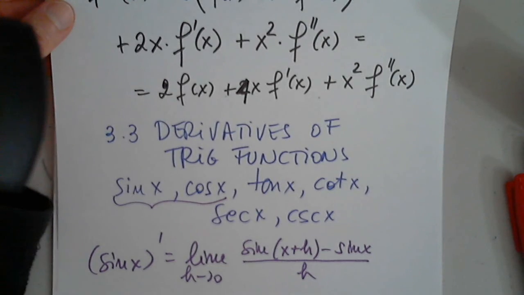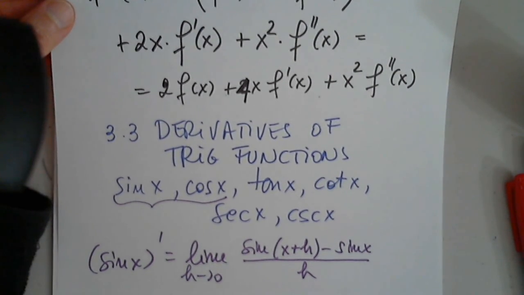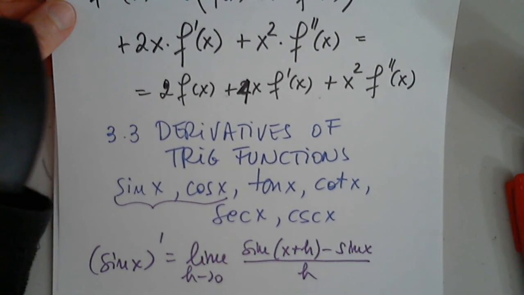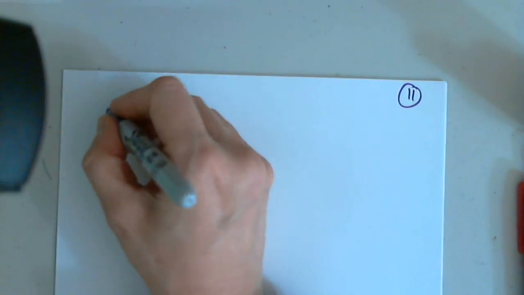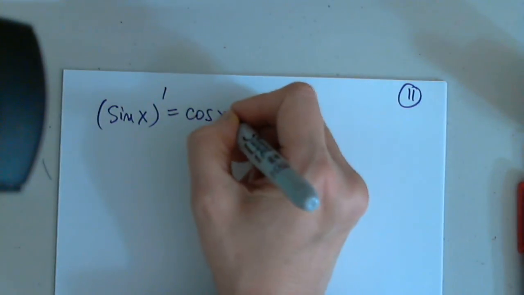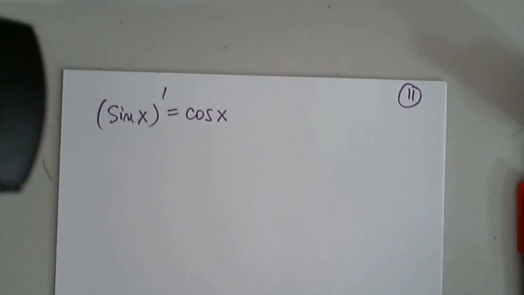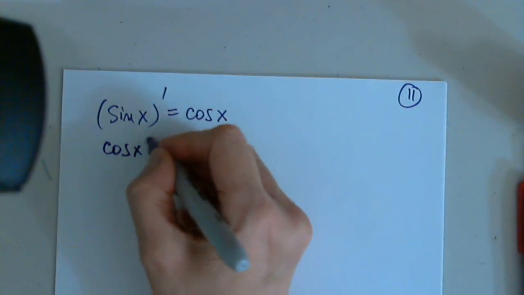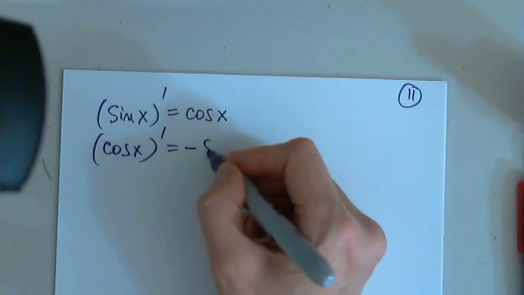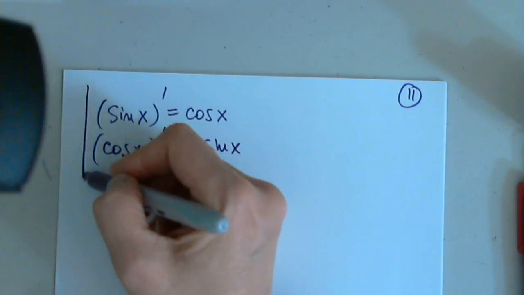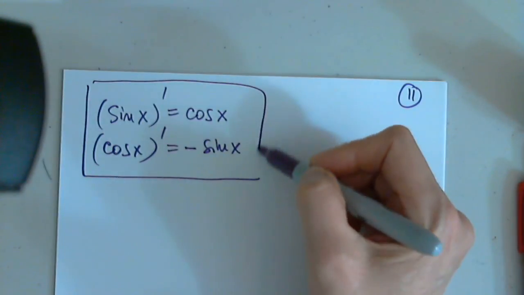So do I give you the result directly? What sine prime is equal to? Please. Okay. Yes, please. Okay. So again, this will be carved in stone. So sine prime equals cosine x. Again, we can go through the steps as I said. It will take some time though. And cosine x prime is the opposite of sine x. So this to remember.